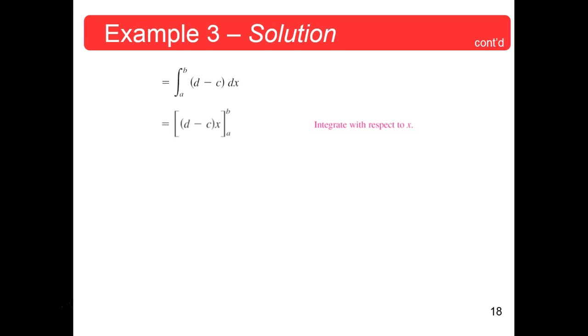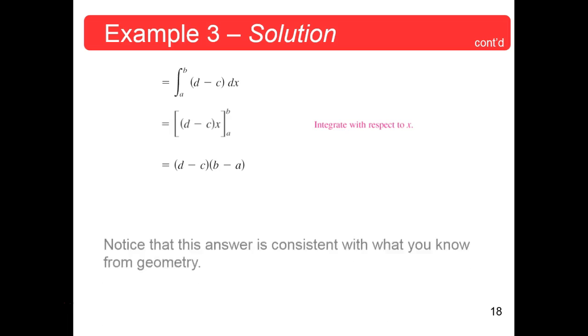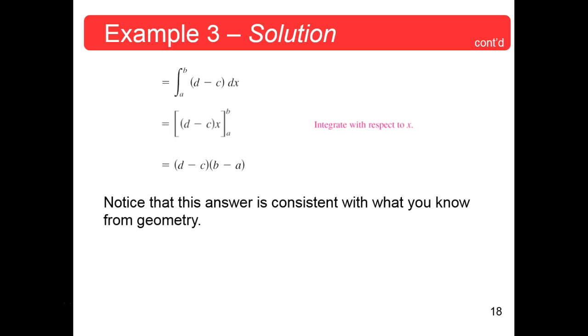So plug in: d minus c times b minus d minus c times a, which is d minus c times b minus a, which is just the length times the width, which is a rectangle. That's the area of a rectangle. Notice this answer is consistent with what you know from geometry.